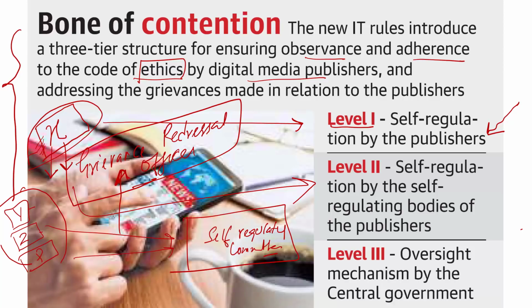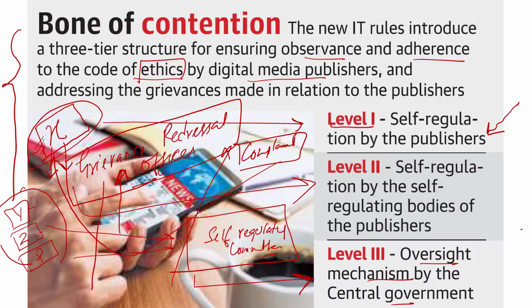Even then, if you're not satisfied, you can move up to level 3. This is the oversight mechanism by the central government, which means basically officials of the various ministries will look into your complaint, and if they are happy with your complaint, they will direct this news portal: please remove this content from your news portal.